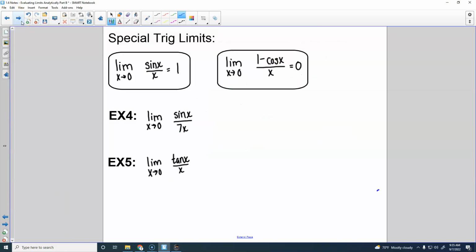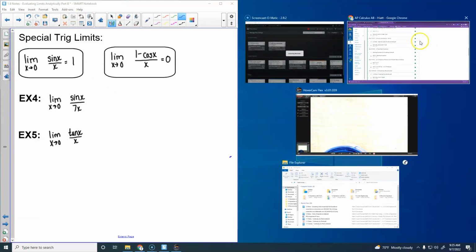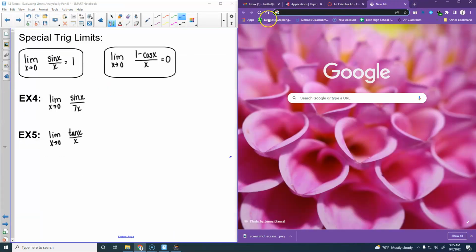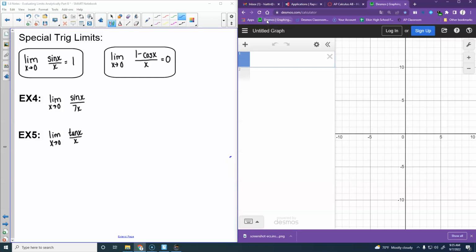Okay, so squeeze theorem goes in this section because there are some special trig limits that we need to know, and those are proven by the squeeze theorem. So I'm going to pull up Desmos just to show you guys this real quick so you see why these are together, because otherwise they don't really seem to go together at all.